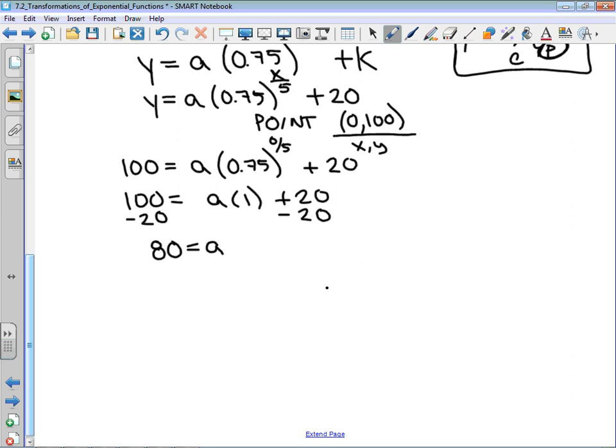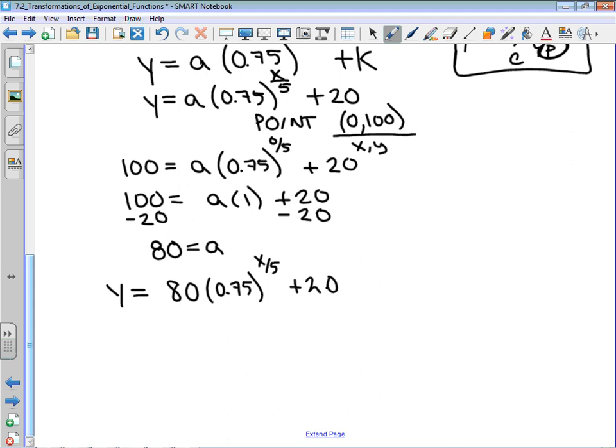Now, what that allows me to do is come up with an exponential function that models the temperature of this coffee, which is going to be y equals 80 times 0.75 to the power of x over 5 plus 20. Now, I'm a big fan of checking to make sure that it worked.